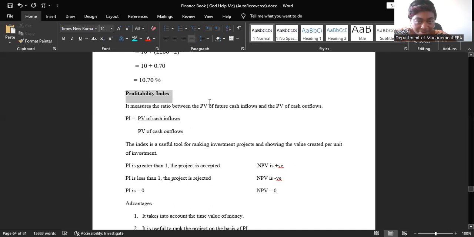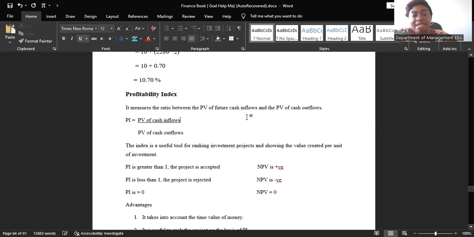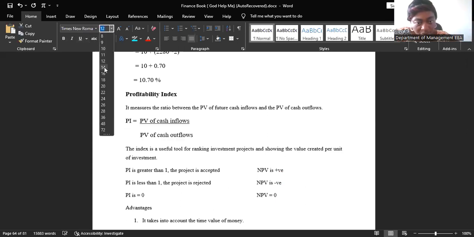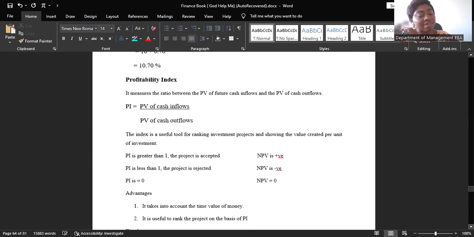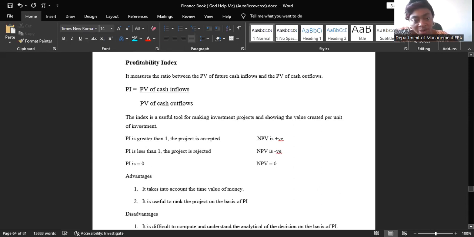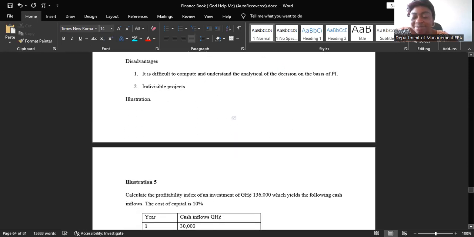Profitability index. Profitability index is a ratio. It is a ratio of the present value of cash inflow and present value of cash outflow. So look at the formula. Now if it's more than one, okay.